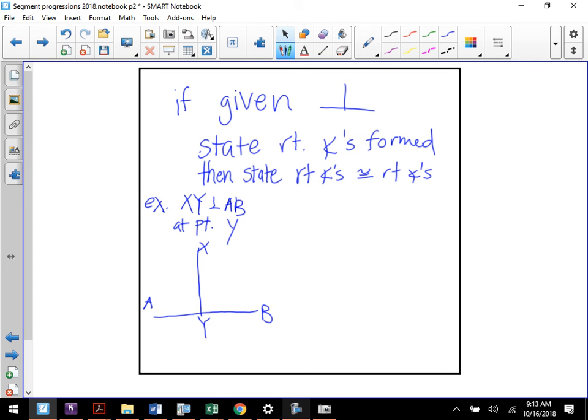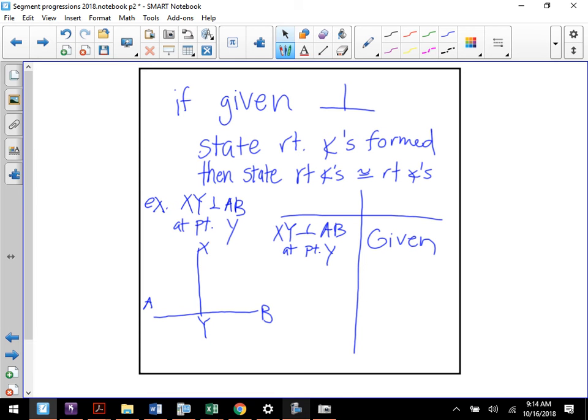So then you're going to use your two-column proof, rewrite that given statement. So XY perpendicular to AB at point Y, that's given. So then remember here you have two statements that you're going to make from that given. So the first statement, what would it be?